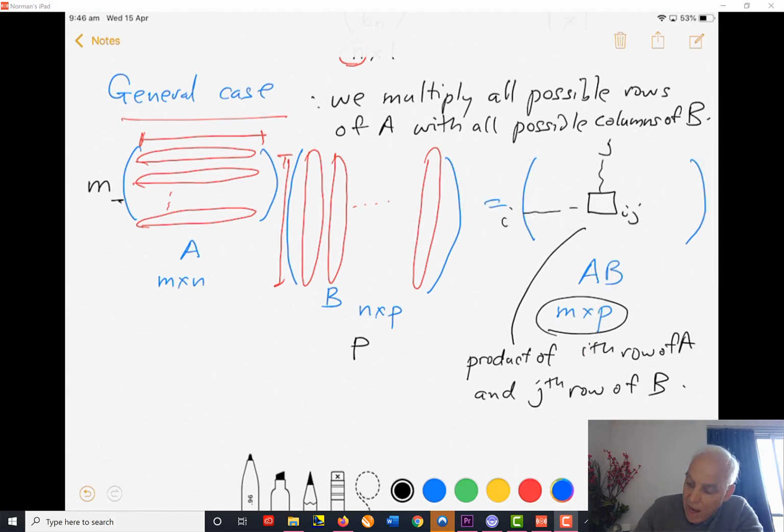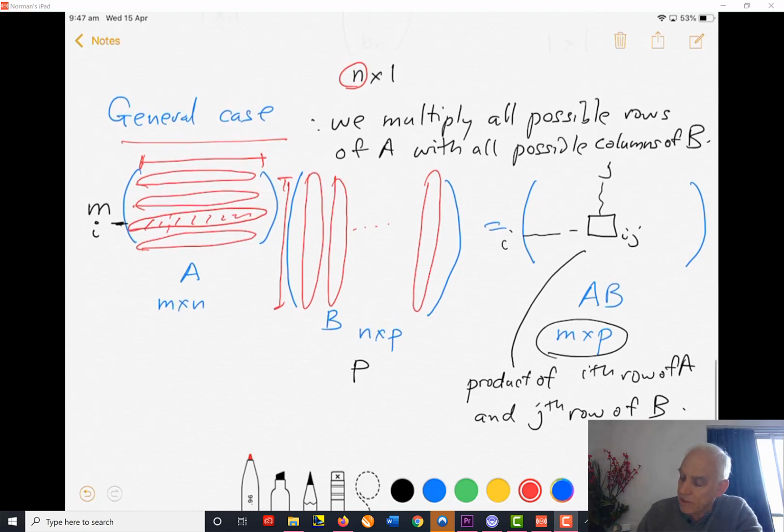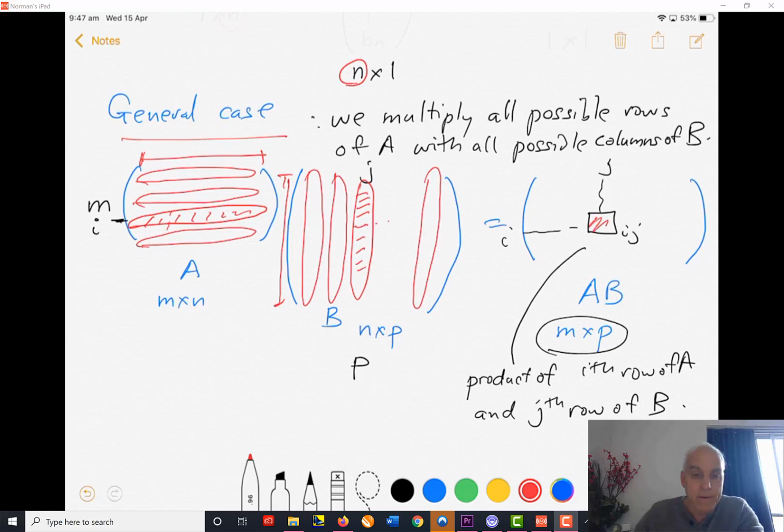That means we have to go over to the ith position in the matrix A and pick out that ith row. There it is right there. Then we have to go over to the matrix B and pick out the jth column. Maybe it's right there. There's the jth column of B. We're going to multiply this ith row of A with the jth column of B, and we're going to put the result of that, which is a 1 by 1 matrix, or just a single number, right in here. And we're going to do that for all possible rows of A and all possible columns of B.